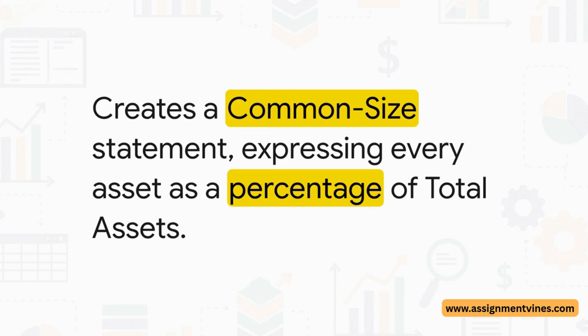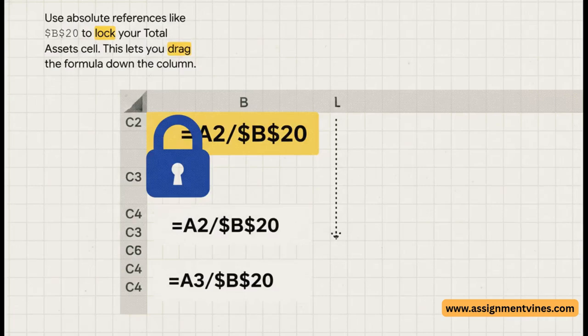That means you can compare the financial DNA of a tiny little startup to a huge corporation on a true apples-to-apples basis. It's awesome. And the formula for this is dead simple. You just take the line item, like cash, and divide it by total assets.